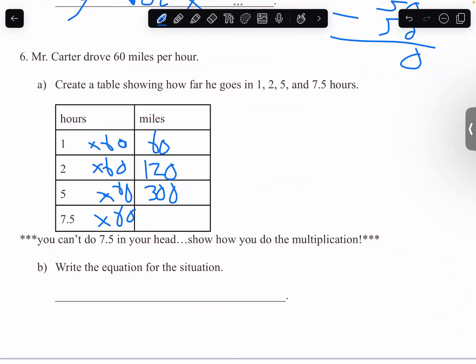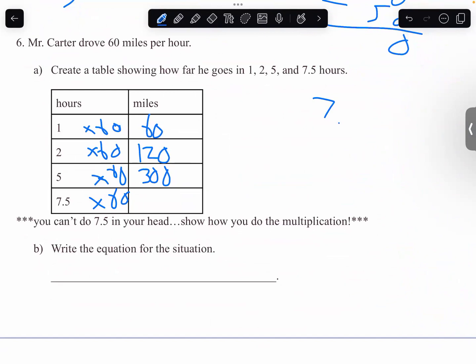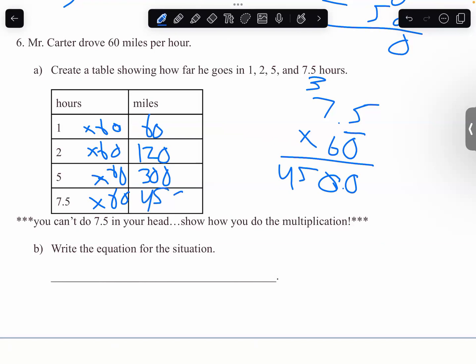Now, you can't do the 7.5 in your head, more than likely, and it is a decimal standard here. So we're not going to skip showing the work. Okay, 1 decimal place in the problem, so 1 in the answer. So that is 450 miles.